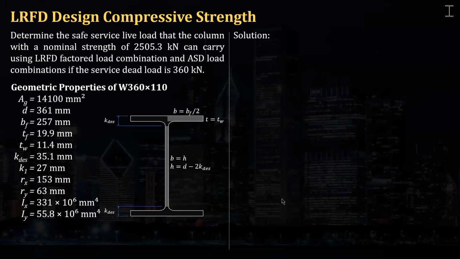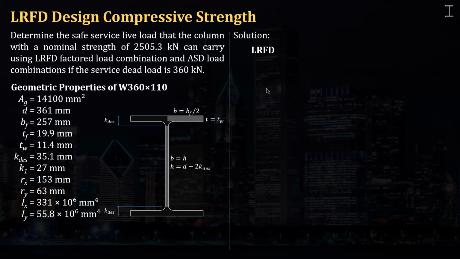So if we are to calculate this, last na tayo, determining the safe service live load that this column with a nominal strength of 2,505.3 kilonewton can carry using both the LRFD factored load combination and the ASD load combinations if the service dead load is 360 kilonewton. Okay, this is the service dead load, P sub D.